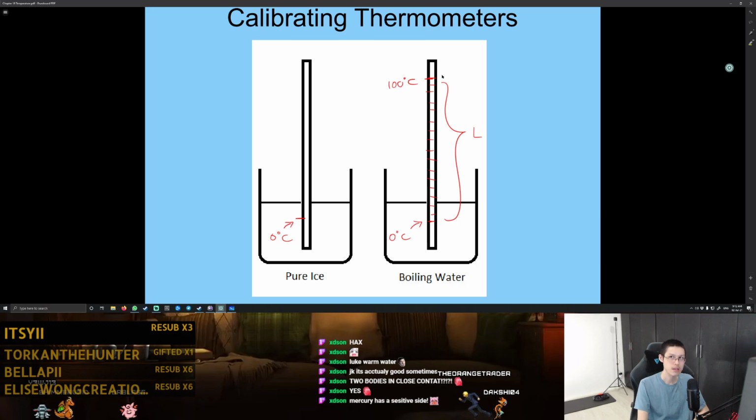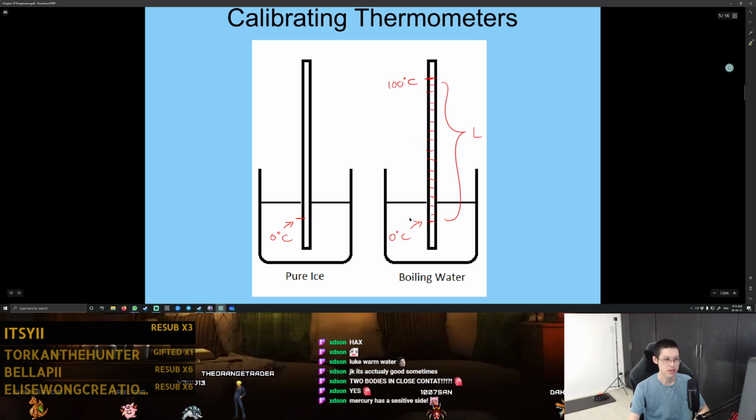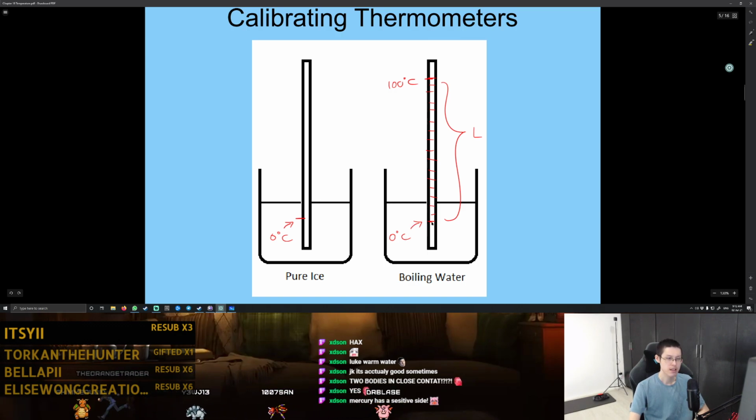So a mercury in glass thermometer is only 100% accurate at these 2 points, 0 degrees Celsius and 100 degrees Celsius. The rest is actually just conjecture because you are dividing this length by 100. And if you do that, you are actually making the assumption that the increase in length of the mercury is linearly proportional to the temperature increase. But that may not be the case. In fact, there's usually a small slight deviation. It may not be completely linear, it might be slightly curved.